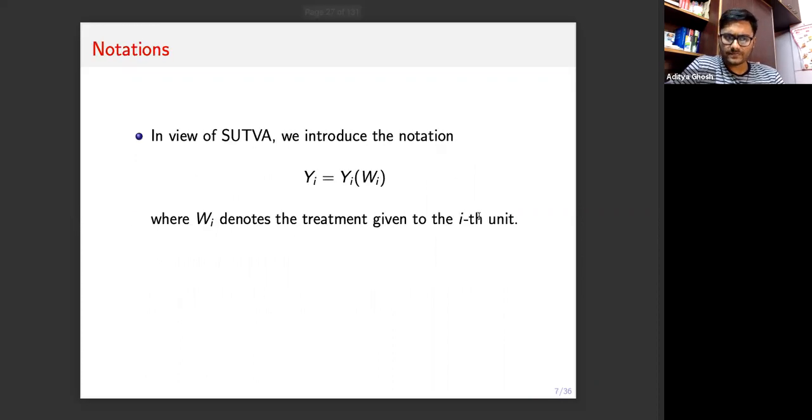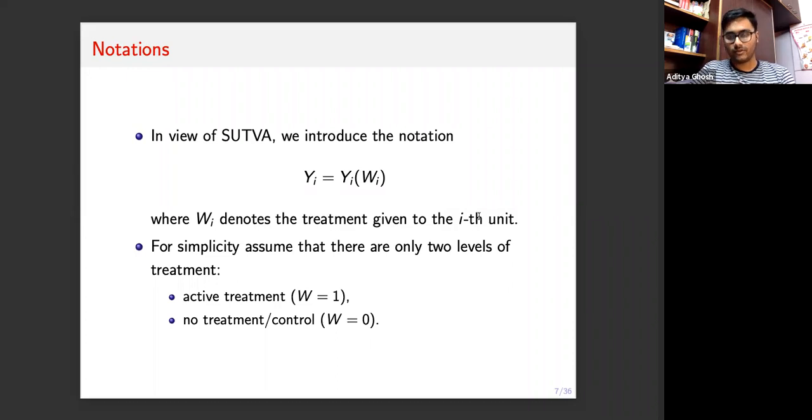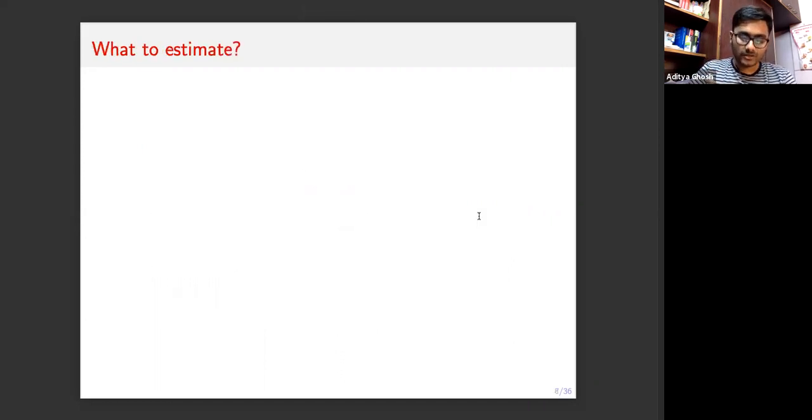And assuming this, we may now introduce the notation, say Yi equal to Yi(Wi), where Wi is an indicator of the treatment given to the ith unit, because you see the potential outcome of the ith unit will now be a function of the treatment given to the ith unit only. Otherwise it would have been dependent on other units. So we have this notation, and for simplicity, we'll assume that there are only two levels of treatment: active treatment and no treatment or control. So W equal to 1 and W equal to 0.